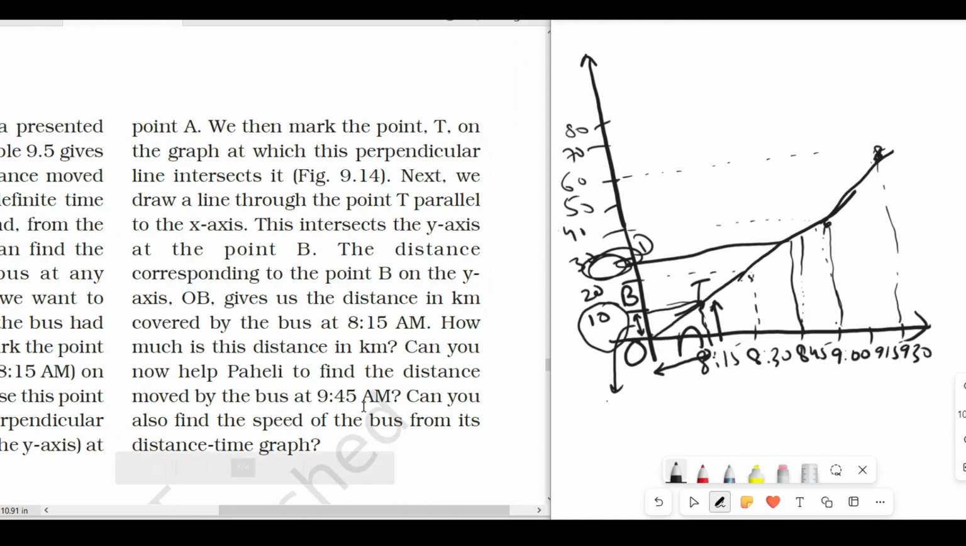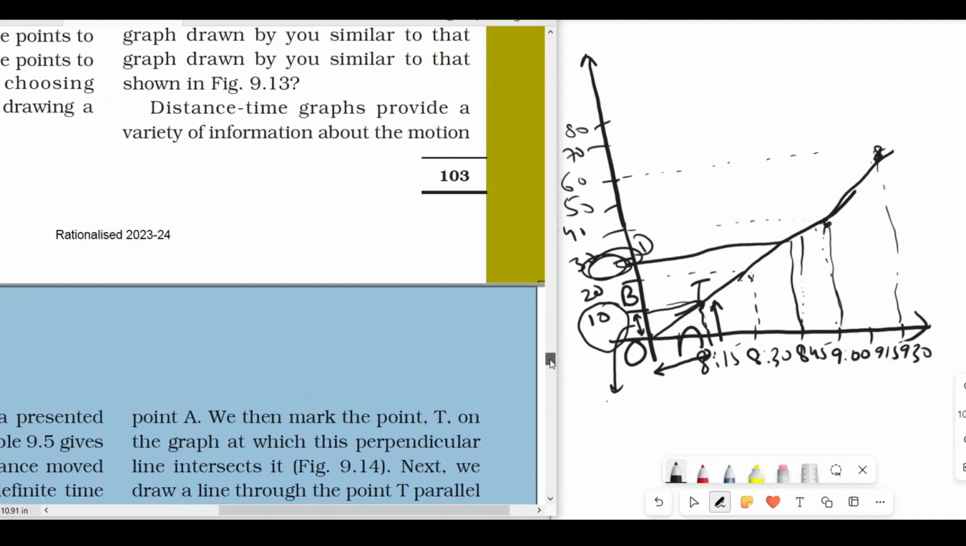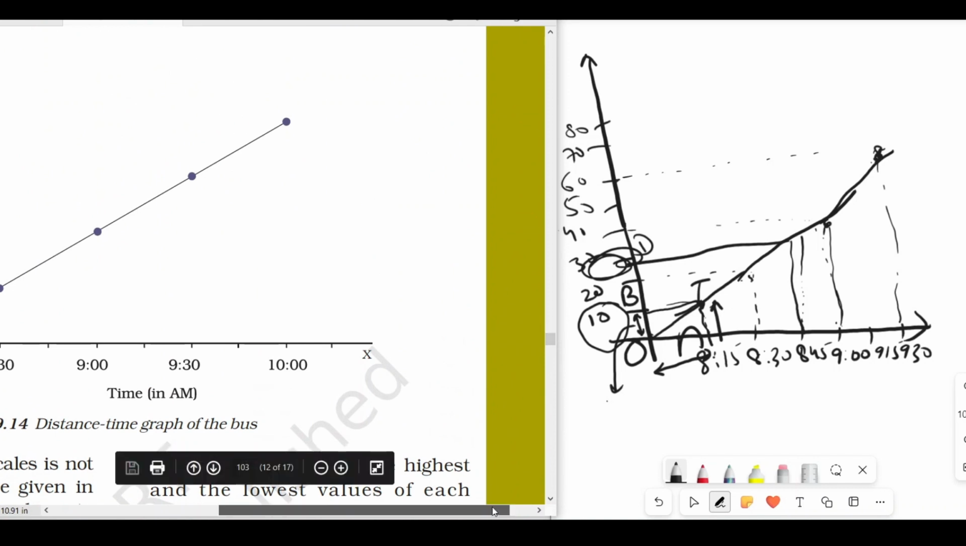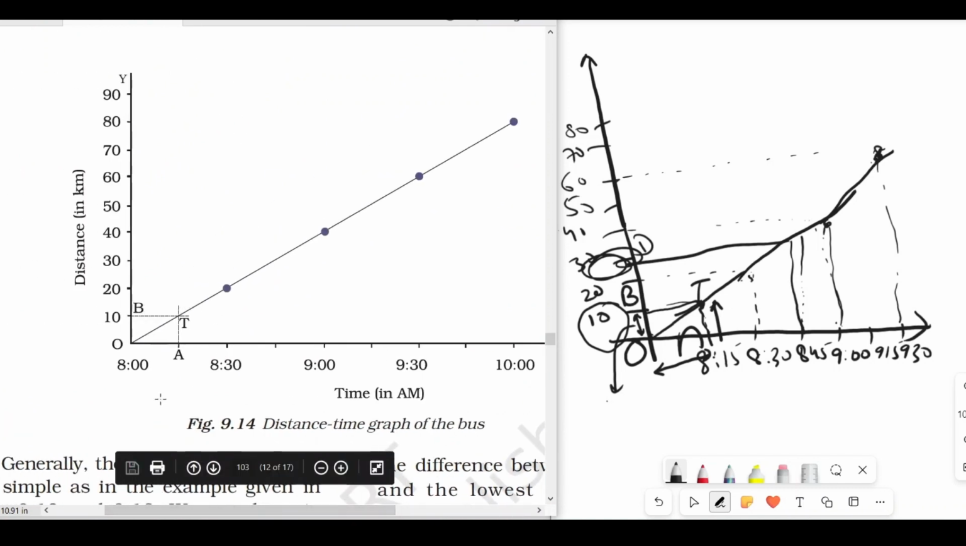Can you now help Paheli to find out the distance moved by the bus at 9:45? Can you also find the speed of the bus from its distance time graph? So two things you have to do here: help Paheli find out the distance it covered at 9:45. That distance will be 70 kilometers, similar to these examples. Next, you have to find the speed of the bus. Before I find the speed, I just wanted to show you how they've done it in the book. It's the same thing that we've done here.